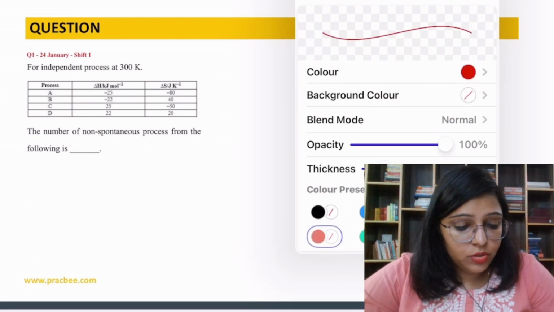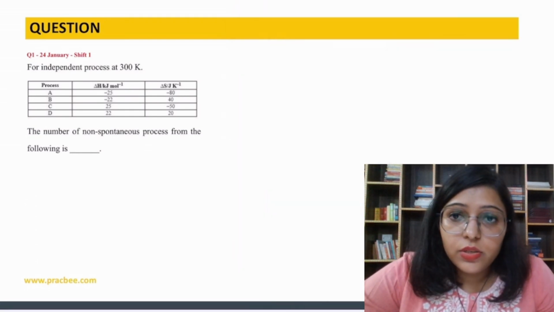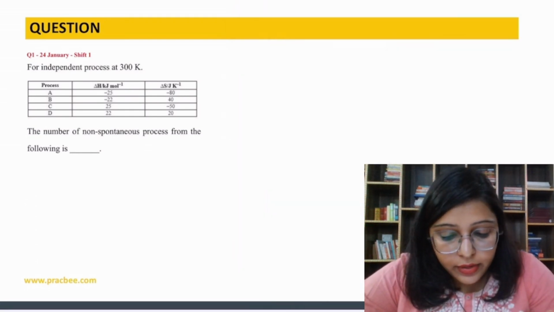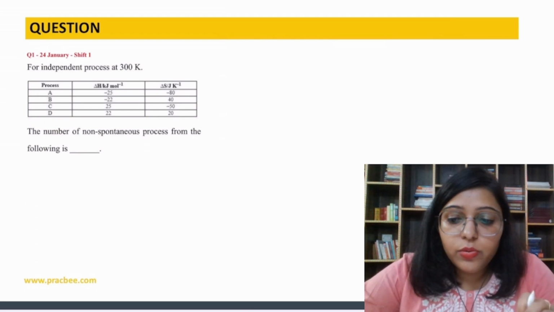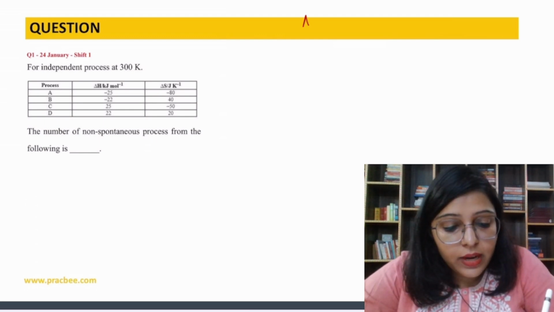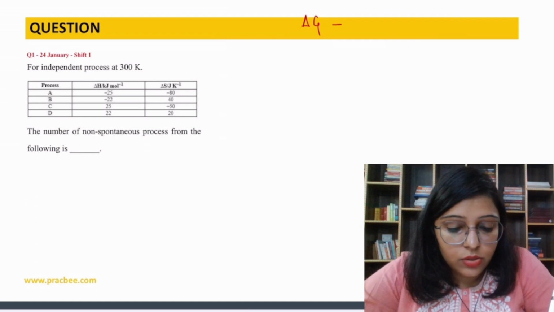Okay, let's start solving questions. The first is: for independent processes at 300 Kelvin, A, B, C, D, the number of non-spontaneous processes from the following is. So in order to calculate non-spontaneous processes, we have to find out delta G. So delta G is what? Delta H minus T delta S.